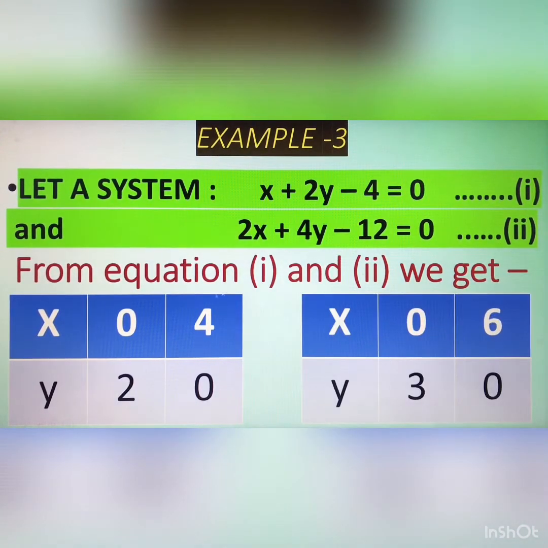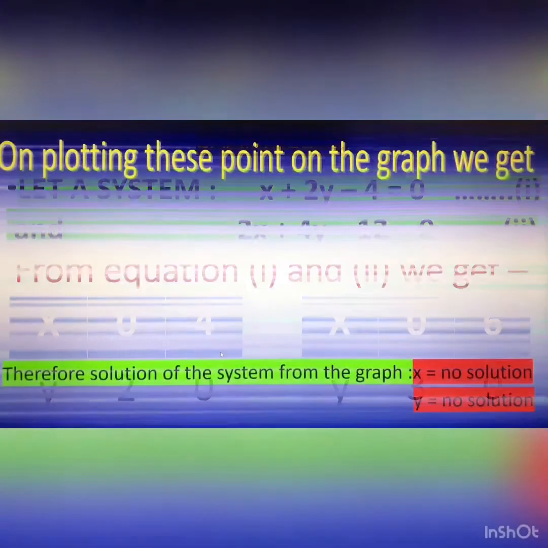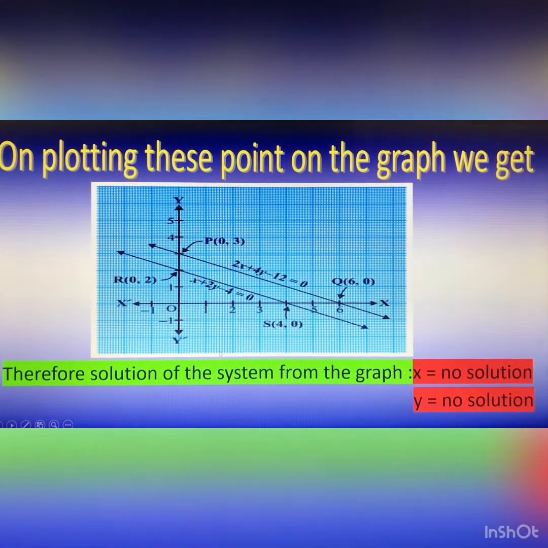And from equation number 2, when you put y = 3 in this place, 4 threes are 12, and 12 positive and negative both cancel out. Therefore you will get x = 0. And when you put y = 0 here, this is totally 0. Now transpose this 12 to the right-hand side, therefore you will get 2x = 12, means x = 6. So these are the values of x and y. Now plotting these values on the graph paper, we will get two lines such that both lines are parallel.